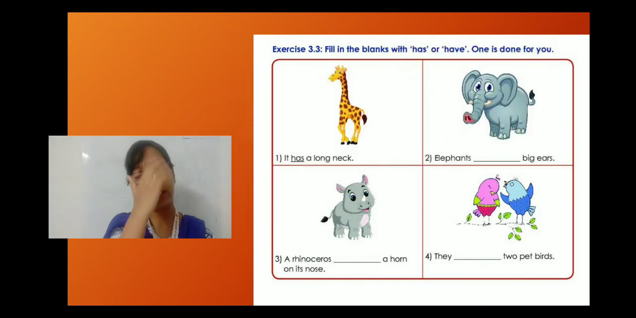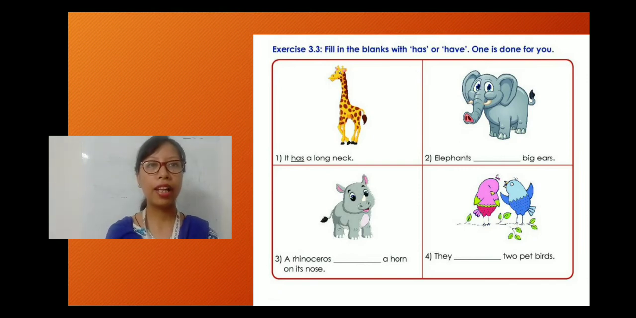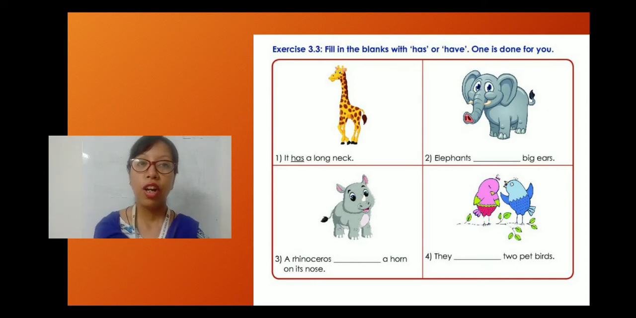Now, as you can see in your book, we have the exercise 3.3. Fill in the blanks with has or have. One is done for you. So number one has been already done for you. It has a long neck. Now why is it using it? Because it is a giraffe, right? We don't know whether it is a male or a female. Therefore, that's why the it has been used. It has a long neck. Now it is a singular noun. Therefore, we are using has.